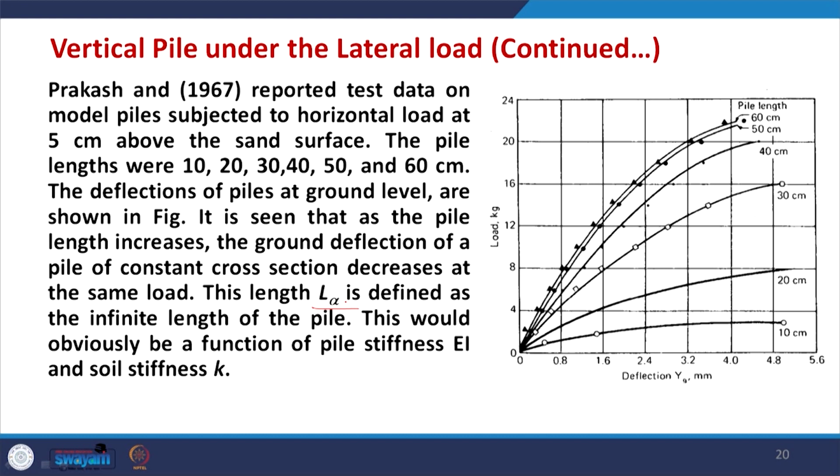It is seen that as the pile length increases, the ground deflection of a pile of constant cross section decreases at the same load, and the length L alpha is defined as the infinite length of the pile. This would obviously be a function of the pile stiffness EI and soil stiffness K. So, what happens here? You could see this in this figure: 10, 20, 30, 40, 50, 60.